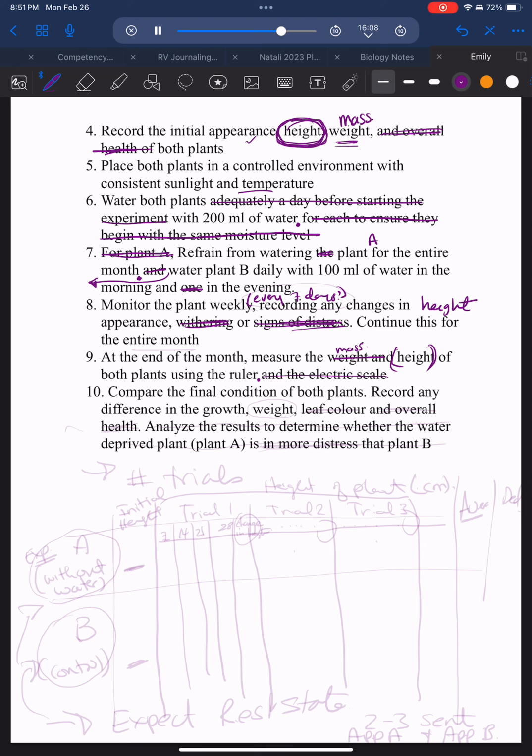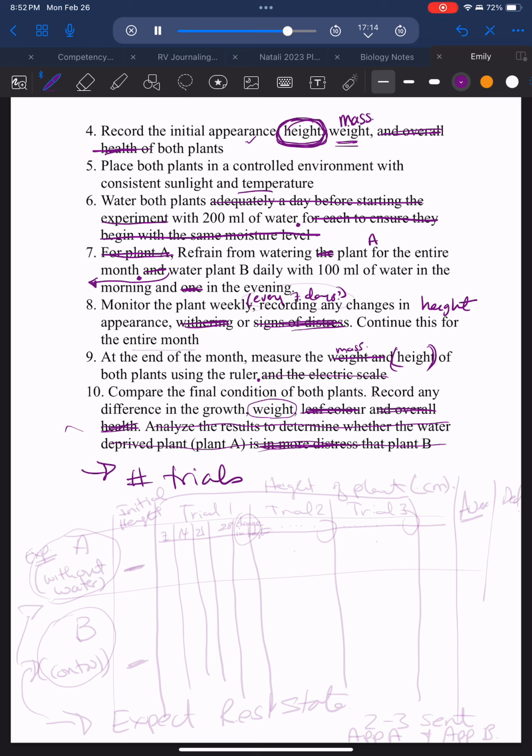Number 10, compare the final condition of both plants. Record any difference in the growth, weight, leaf color, and overall health. You already mentioned this. Analyze the results to determine whether the water-deprived plant is in more distress than plant B. More distress, you can measure that, right? So compare the final condition of both plants. You can remove this. Like I said, I don't know if you want to keep that. Remove this for sure, and this for sure. Remove that. You forgot the number of trials. You have to mention how many trials you will have for the experiment, right? And what else did you forget?